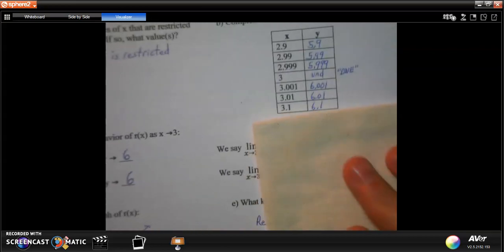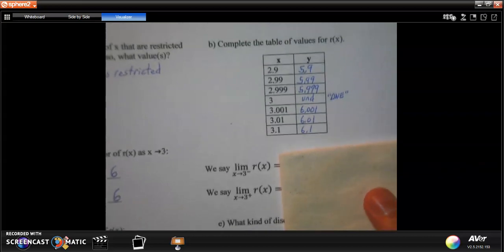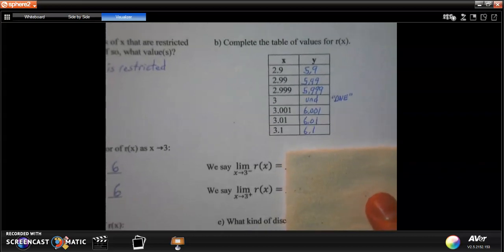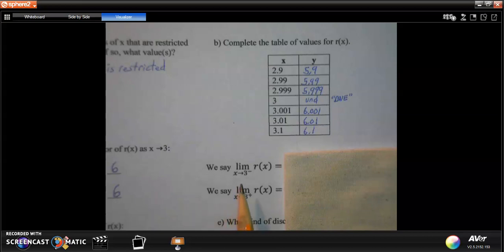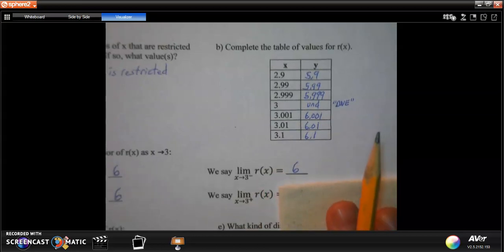The way that we can write that is we use these concepts in calculus called limits. We don't go too crazy with these in pre-calculus, but I just want to introduce you to the terminology and notation. So one way that we say that in calculus is the limit as x approaches 3 from the left of our function equals 6.